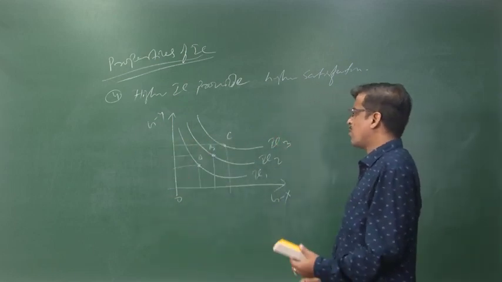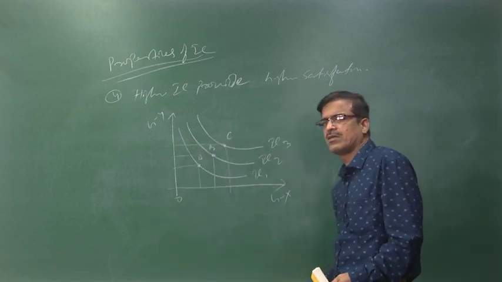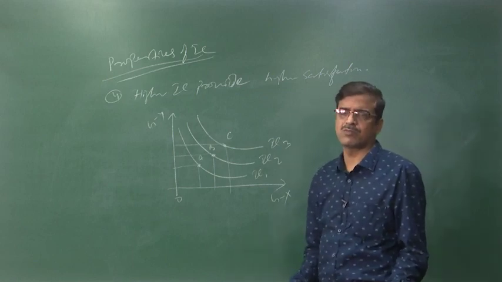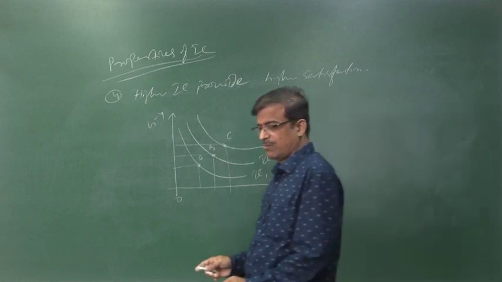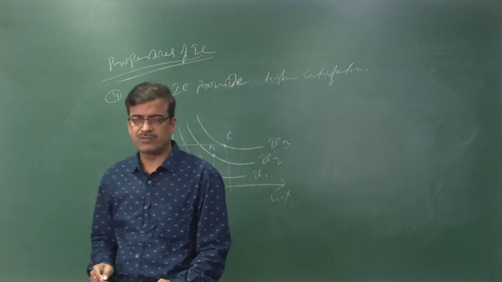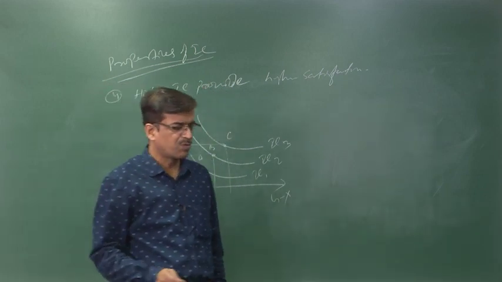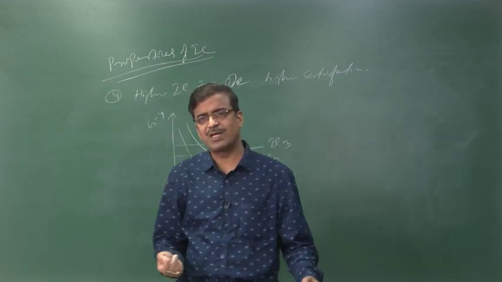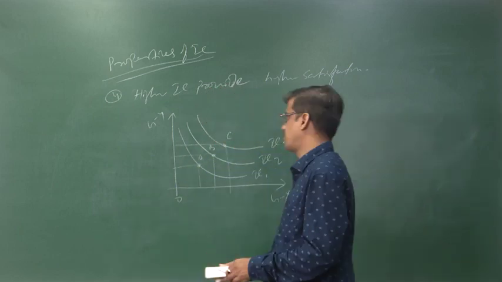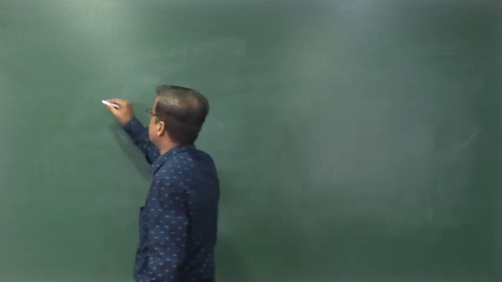So that means the higher indifference curve always provides more satisfaction as compared to the bottom one. So these are the major properties of your indifference curve. Now let us move to the extreme examples of the properties of indifference curves. Extreme examples.